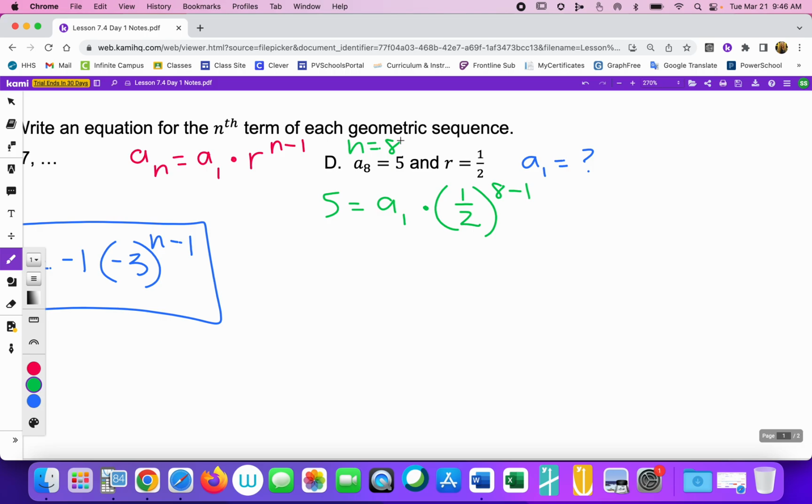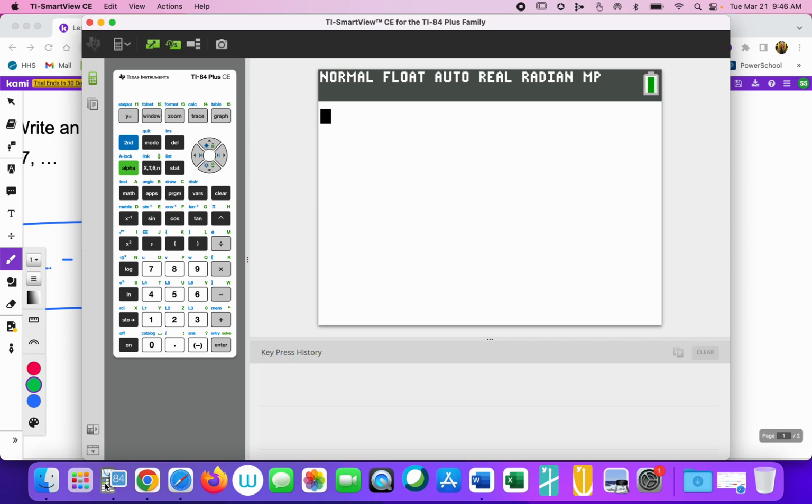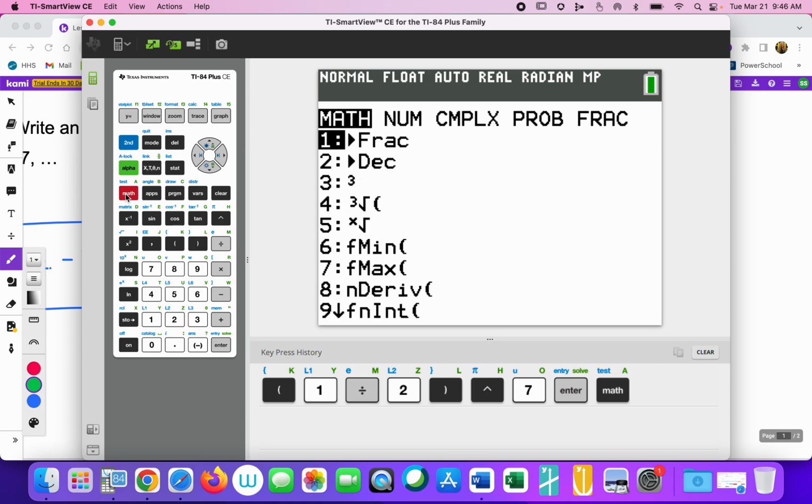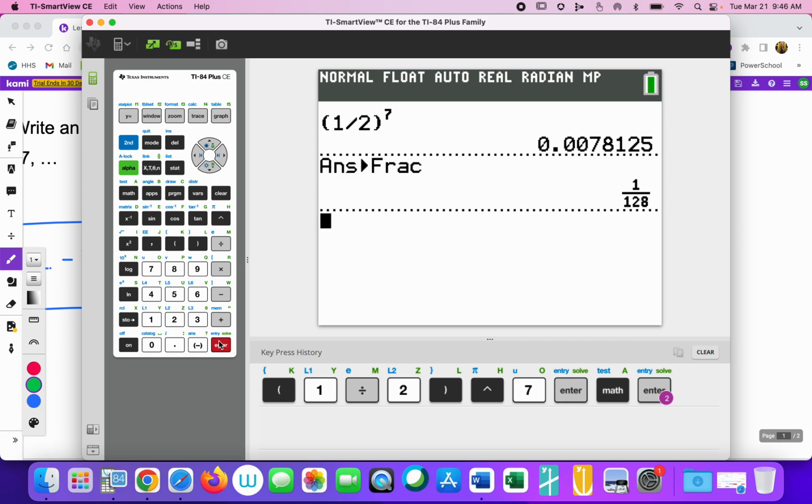I would start off by finding what 1/2 to the 7th power is. Now in your calculator, again, if you have a fraction, put it in parentheses as a division problem. So 1 divided by 2 raised to the power of 8 minus 1, which is 7. Now you're going to get a decimal. I don't want you to round anything, so change it back to a fraction. How do we do that? I think go to fraction. We hit math. Fraction. So 1/128. Or you can figure out what 2 to the 7th power is and just put that on the bottom, which is 128.